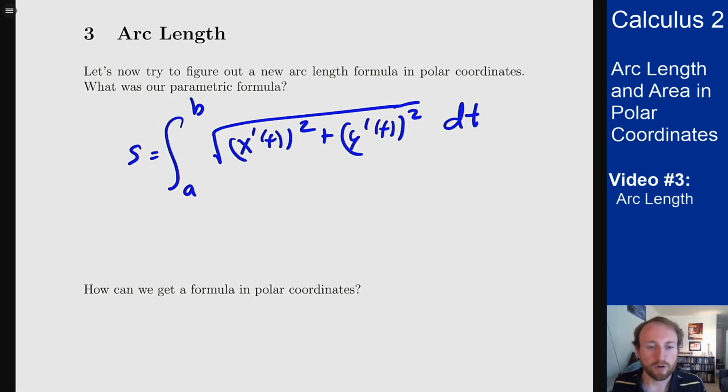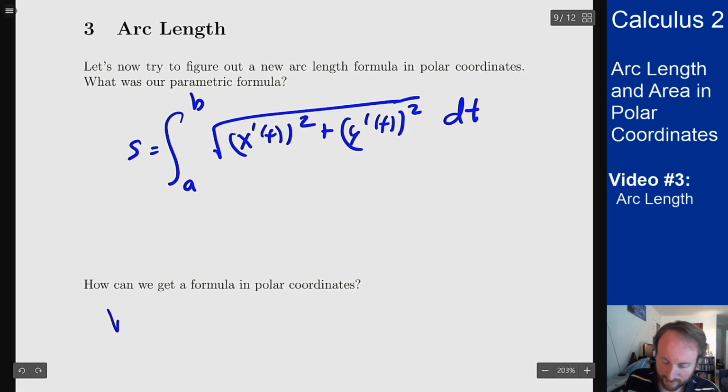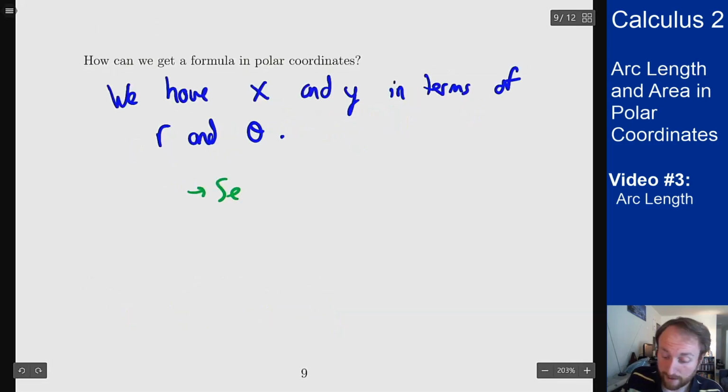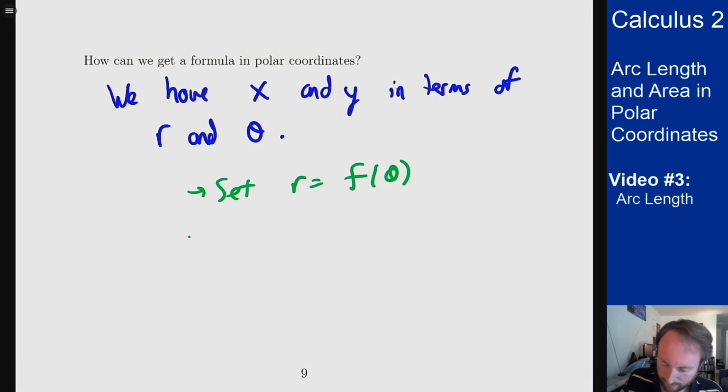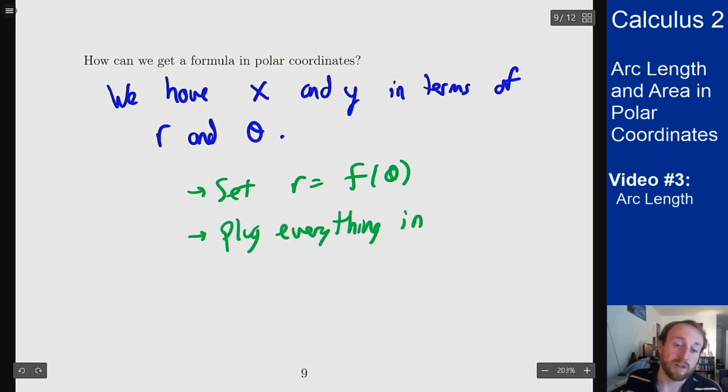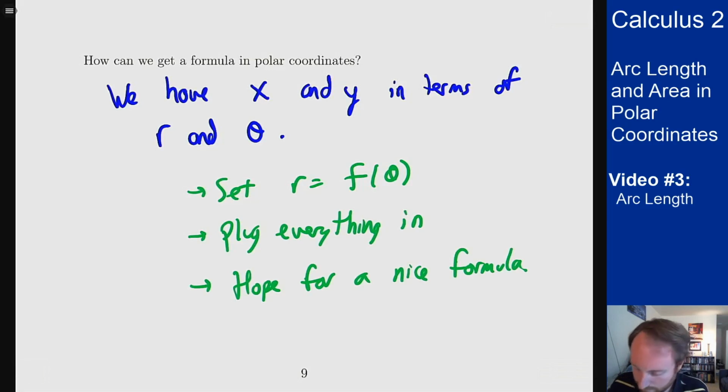Well, if I'm doing this in polar coordinates, I want my integral to be in theta. That's my independent variable, so I should have everything be in theta to work this out. So what can I do? Well, I have formulas for x and y in terms of r and theta. I can use my function r is f of theta, plug all that in, and then just see how it works out. Maybe that gives me a formula that I can use. Let's see how this works out.